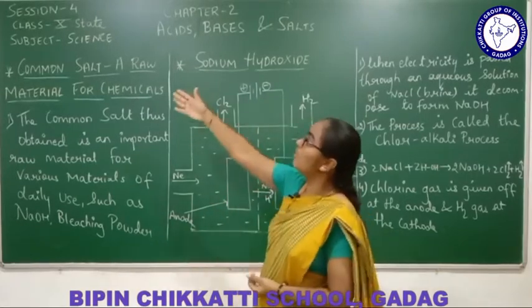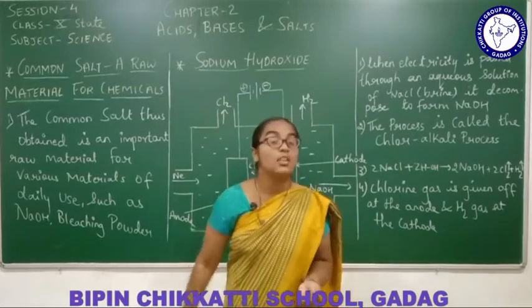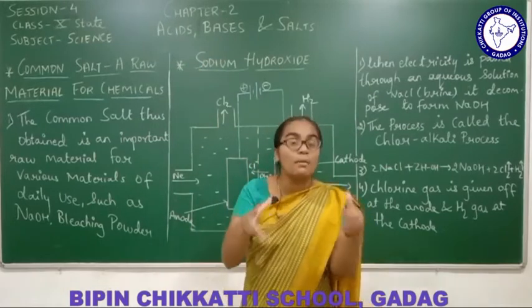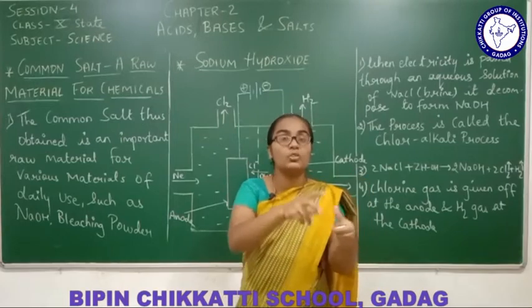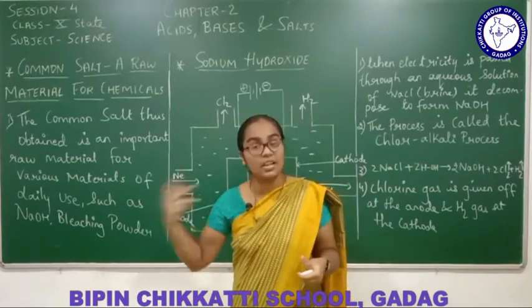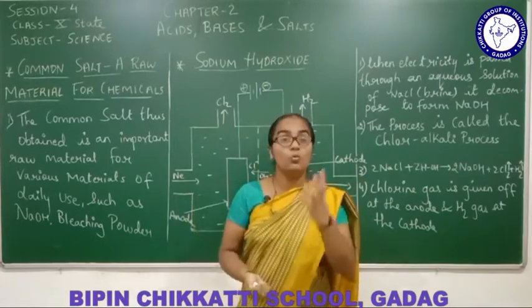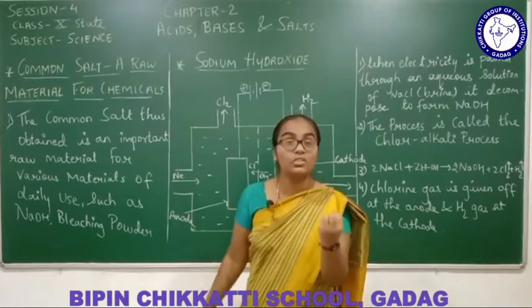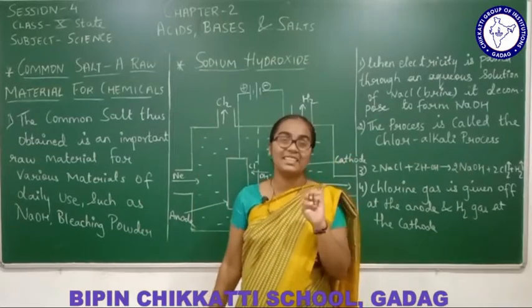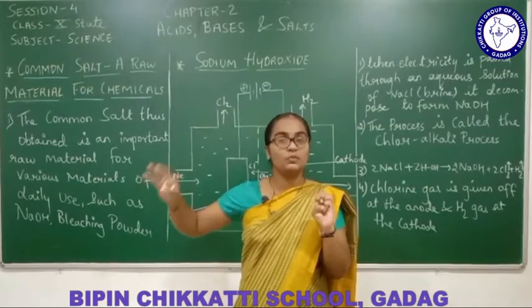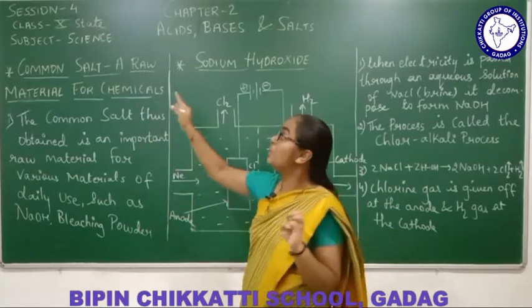Now, common salt as raw material for chemicals. Common salt becomes a raw material, an initiation material, to carry out certain reactions to form certain products. Understanding? So what is the meaning of the headline? The common salt is used as a raw material to form certain useful products. Right, so that is the meaning of the headline.